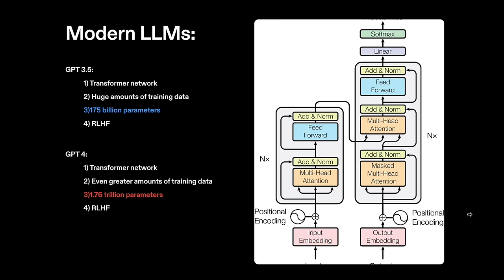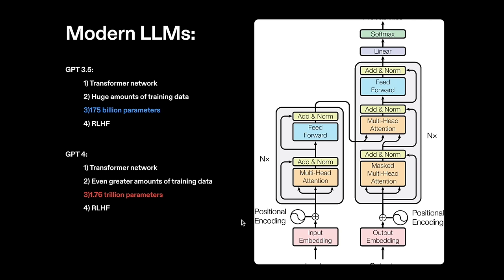Now, more on scale. As you can see, modern LLMs like GPT-3.5 have a huge amount of money and scale that goes into developing them. GPT-3.5 has over 175 billion parameters, and you can think of parameters as neurons in your brain. Along with this, it has huge amounts of training data.